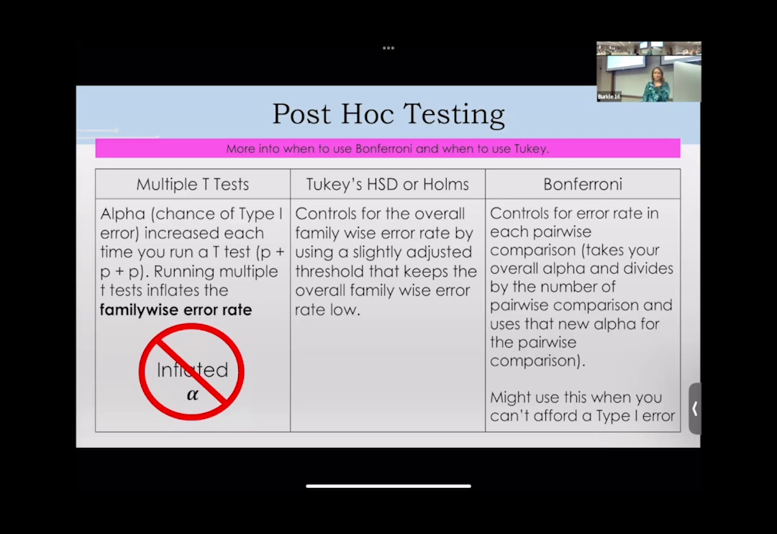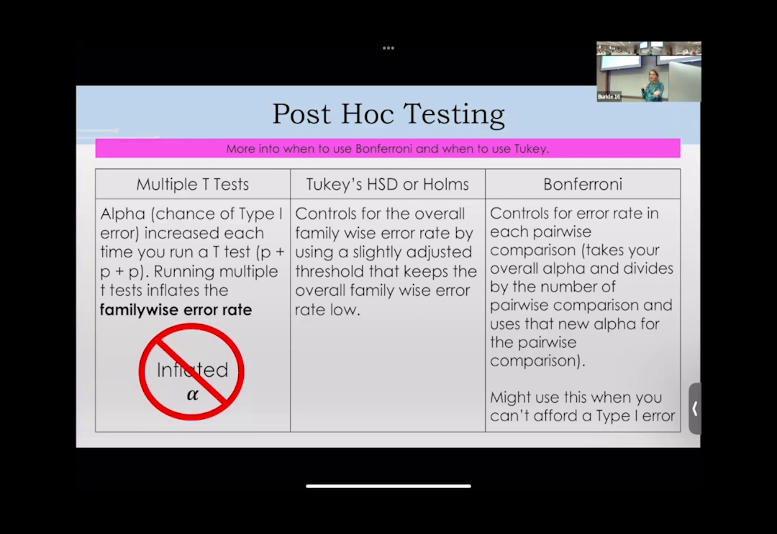If we just run them as regular t-tests with a 0.05 alpha, with every t-test we run, we become more and more likely to make at least one type 1 error. So instead, we're going to correct our individual alphas for each of those t-tests using one of the 2 corrections, either Tukey or Holm, which is kind of the middle of the road correction, or Bonferroni, which is a lot more stringent.